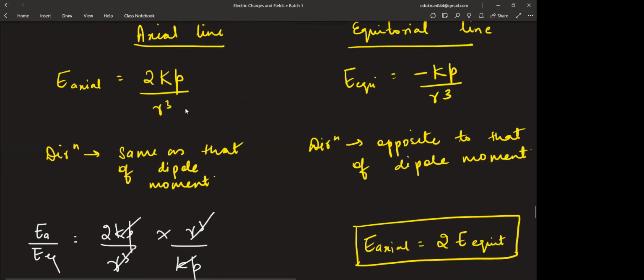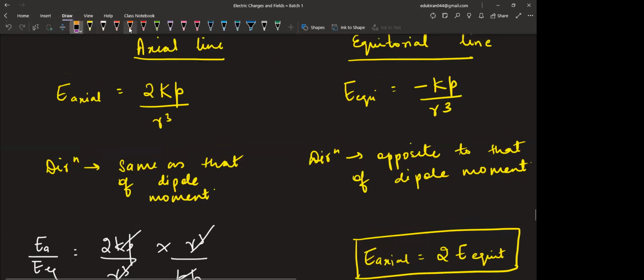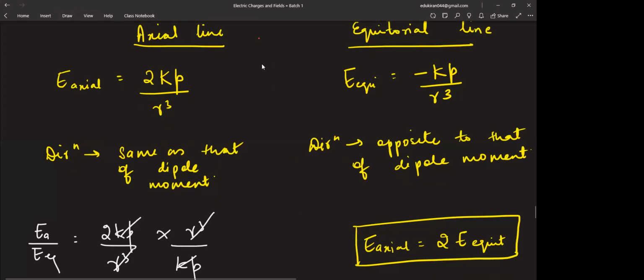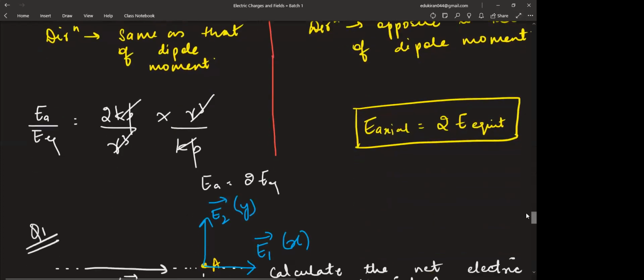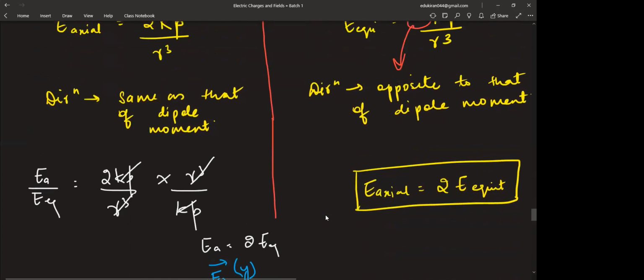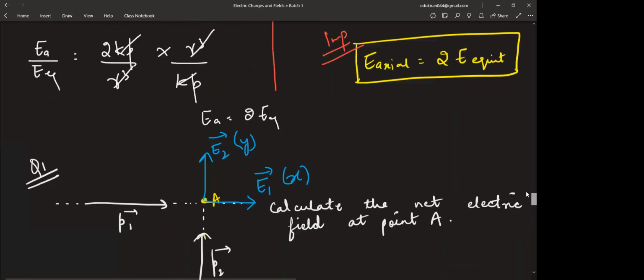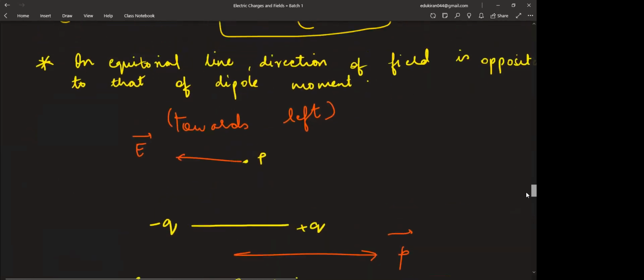So what are the differences that we'll see? Formula for electric field at the axial line is 2Kp by R cube. And formula for the equatorial line is minus Kp by R cube. Now why minus? Because the minus sign is just showing that it is in the opposite direction. Now if I take the ratio of both of these, E axial by E equatorial, I'll get 2. So this is important. Sometimes in a 2-marker question it comes. Write it, then I'll show you this question.